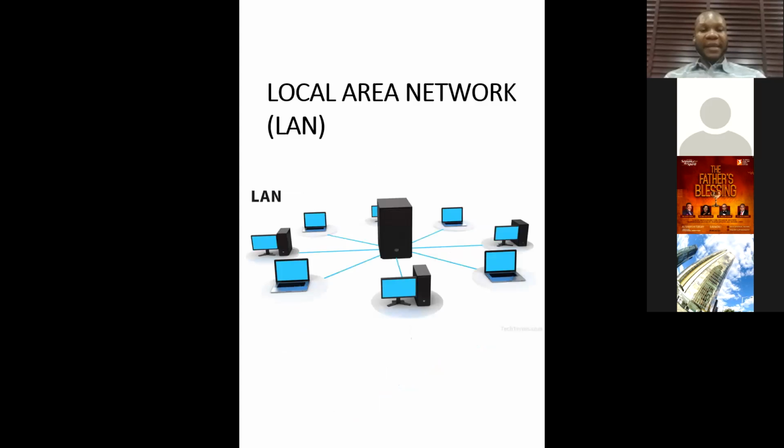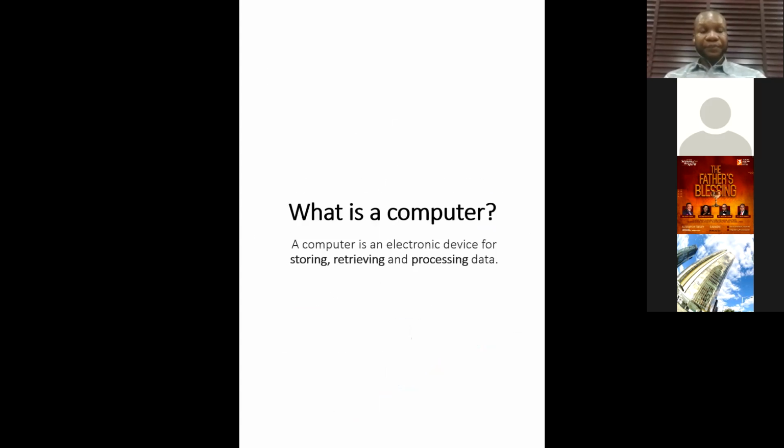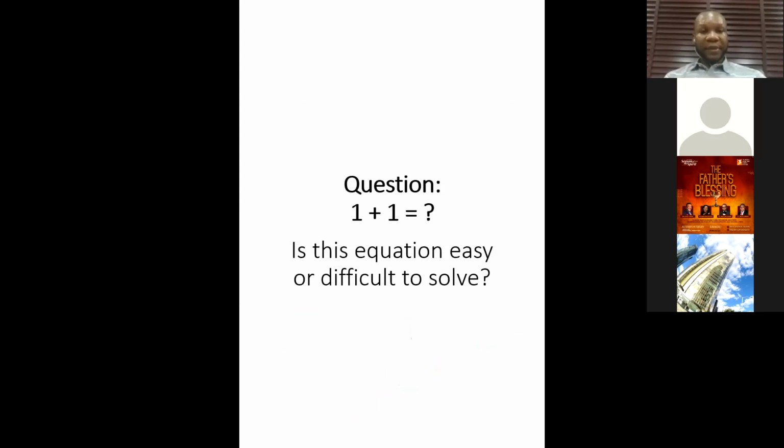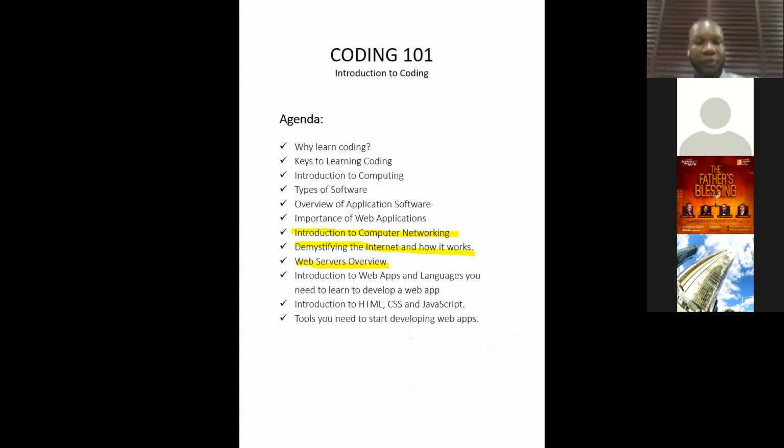So, this is where I am going to be ending the class. We've pretty much covered almost everything about the agenda. I'm trying to go back to the agenda to see what next. So, we've treated introduction to computer networking. We've treated demystifying the internet and how it works. We've looked at web servers overviews. Introduction to web apps and languages you need to learn. We've already looked at this earlier on. Okay? So this is exactly where the class ends.